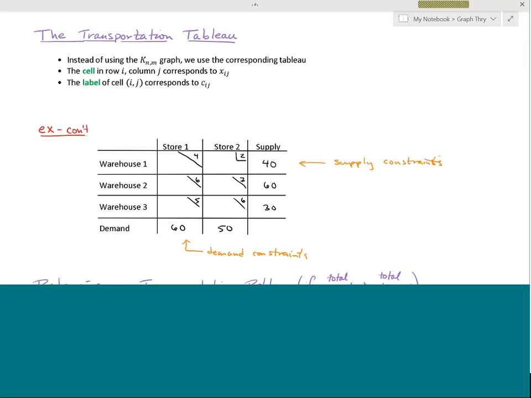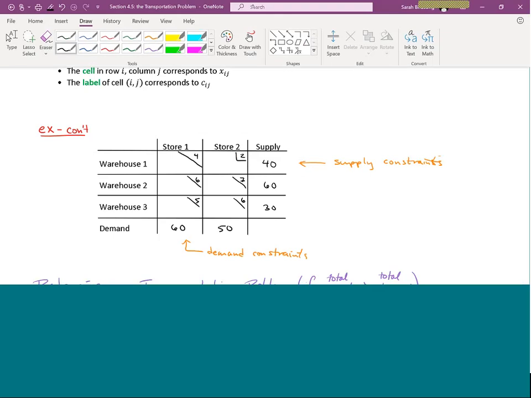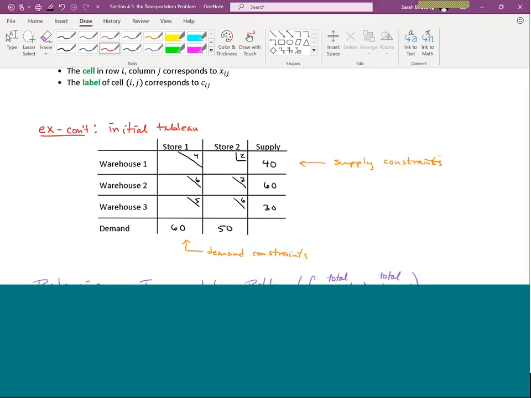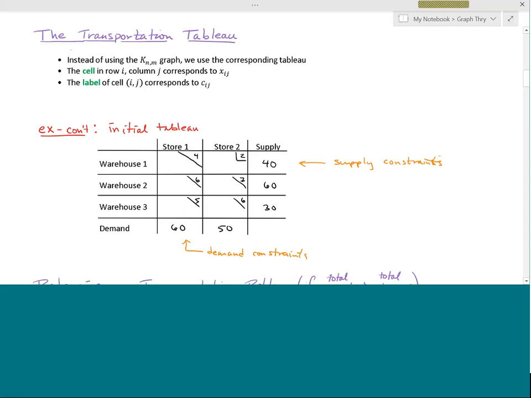So let me actually label that. So this would be the initial Tableau. And this is only of the given information. There is no work involved whatsoever. There's no guess of how to ship anything. This is just the initial Tableau.